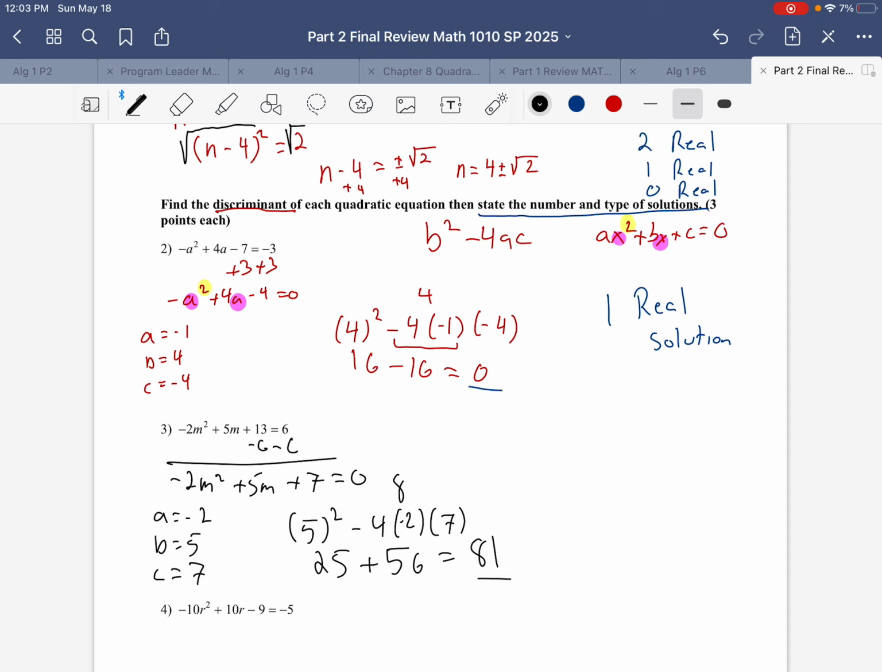When it's a positive number, it doesn't matter if it's a large positive number or a small positive number. Could be a decimal, could be 10 million. This is going to be 2 real solutions.